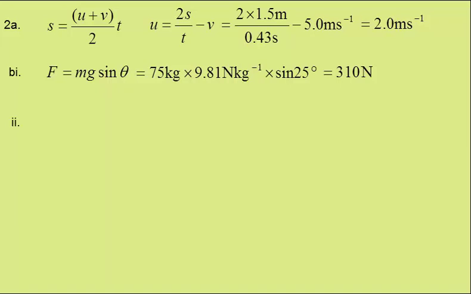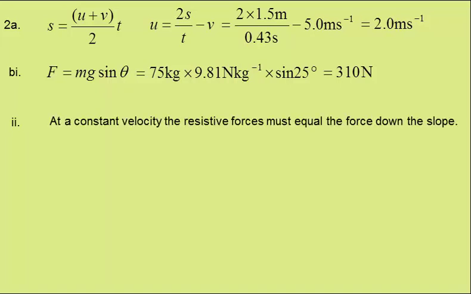In part 2, we're told at point D the snowboarder has reached a constant velocity, moving 2.0 meters at a constant velocity between D and E. Where to find the work done against the resistive forces as she moves from D to E? Well, at a constant velocity the resistive forces must equal the force down the slope, which we've just found. And work done is force times distance, which is 310 newtons for 2 meters, 620 joules.